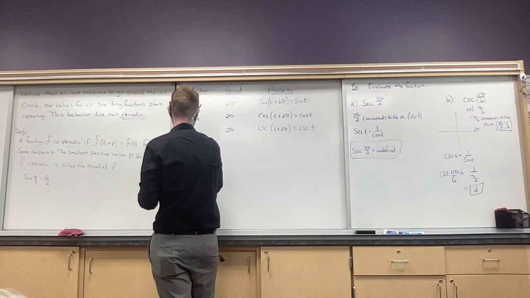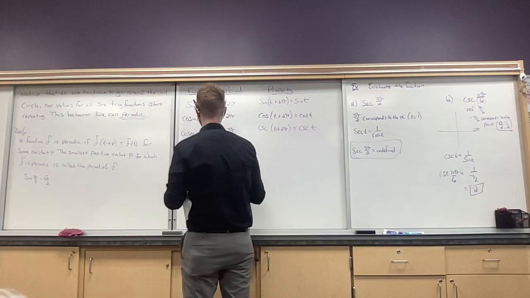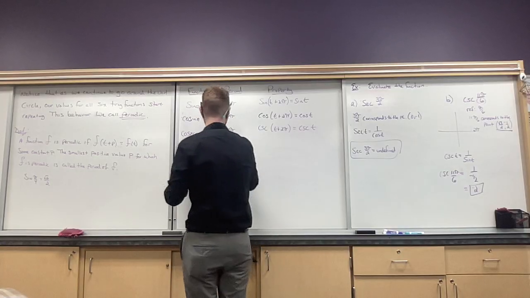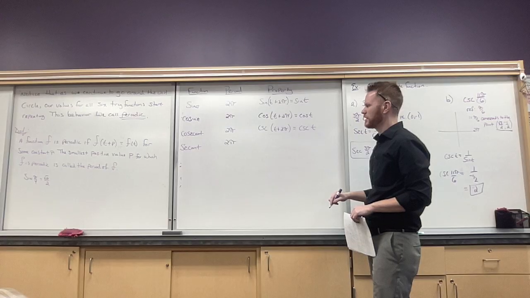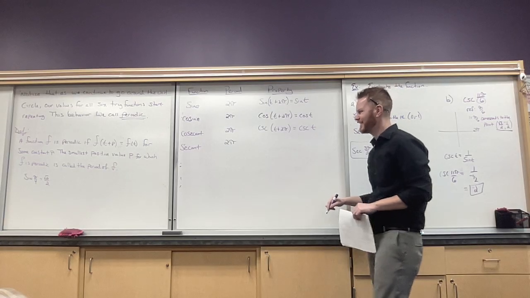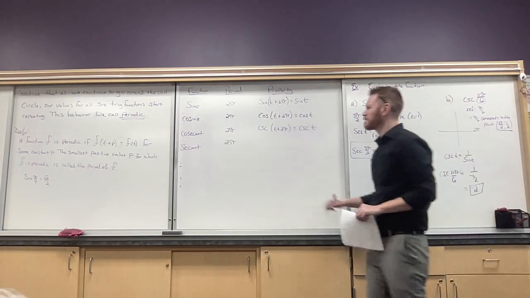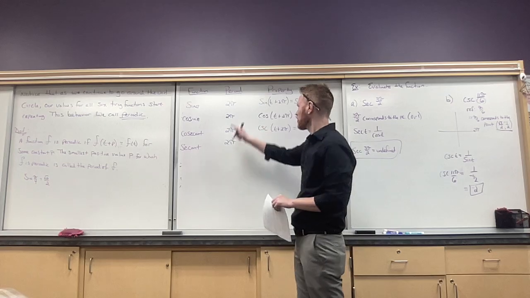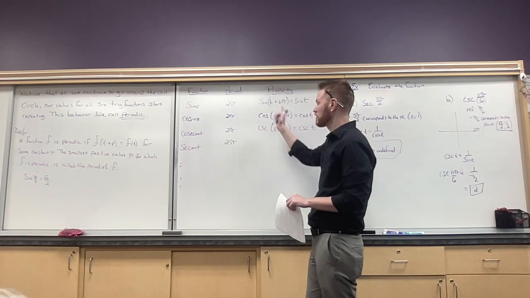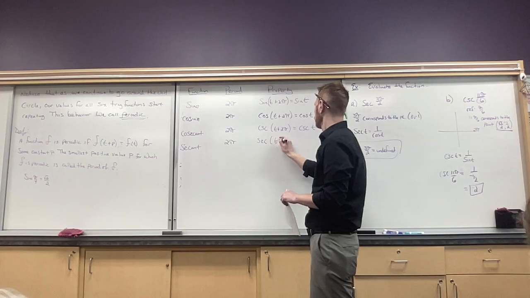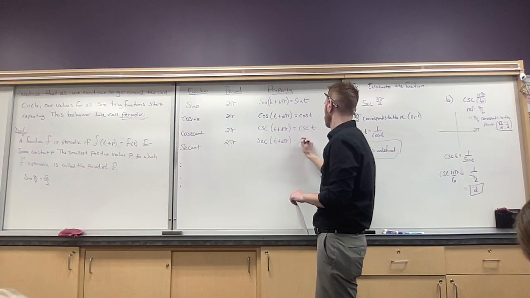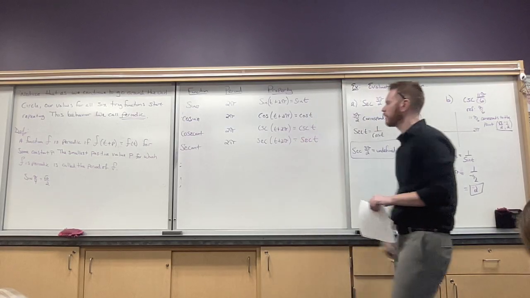Secant follows the same pattern as well. I'm sorry, did I say cosine was secant? Cosecant is with sine there. But secant's with cosine, and wherever cosine is, adding 2 pi to its value still gets you the same value as well. There we go.